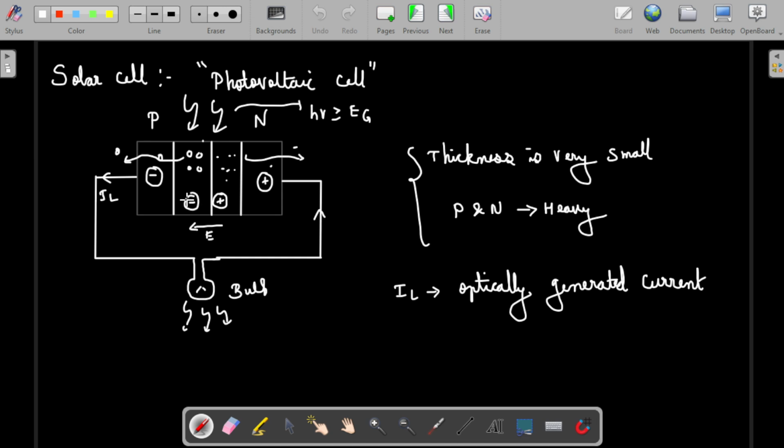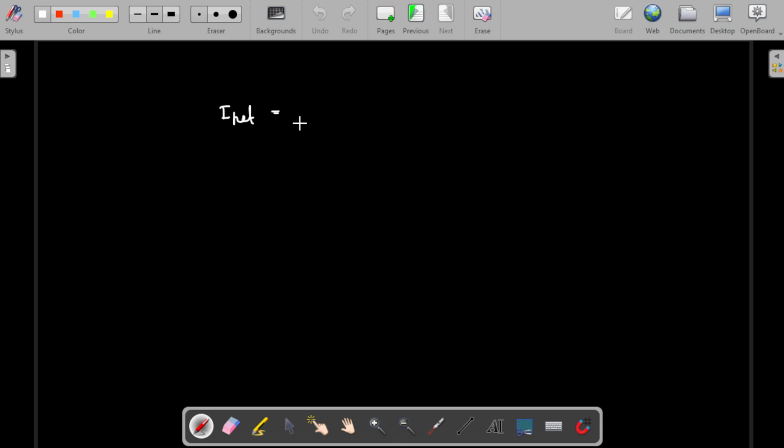IF will also be flowing in the circuit, because of the inbuilt potential difference. Because of that, some opposing current will flow, that is IF. This IF is very small and negligible, so we need not worry about it, because charge carrier generation will not be in this direction only. Some holes will also be generated here and move in this direction, and some electrons will move in the other direction. Because of that, IF will also be generated. So INET will be IL minus IF.